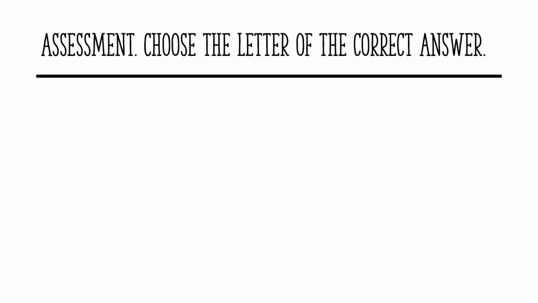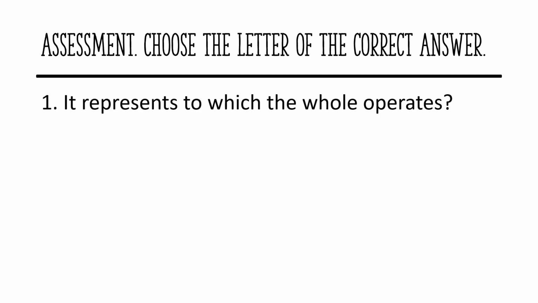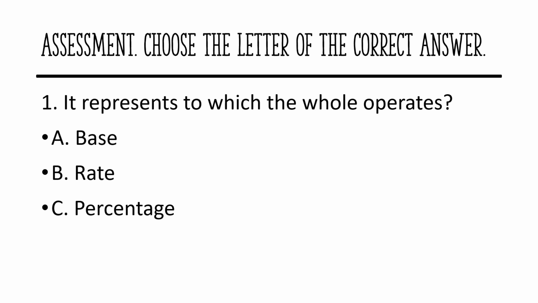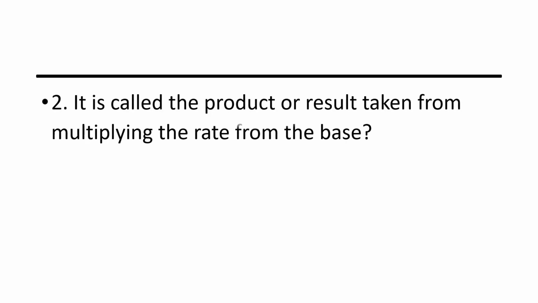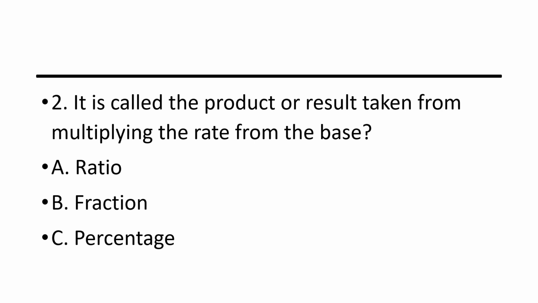Alright, let's check your work. Number 1. It represents the whole on which the rate operates. A. Base. B. Rate. C. Percentage. And the correct answer is letter B. Number 2. It is called the product or result taken from multiplying the rate from the base. A. Ratio. B. Fraction. C. Percentage. And the correct answer is percentage.